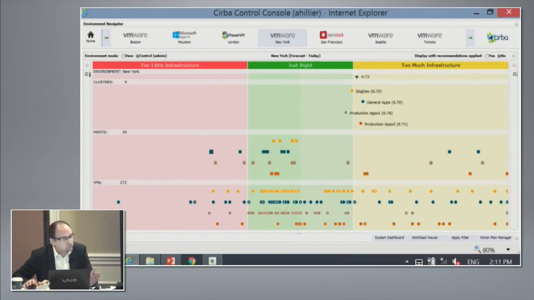What you're looking at is the control console. This is the piece that you point at the infrastructure that looks at all of the VMs and hosts and clusters and stuff like that and tells you how to optimize it, what you need to do, and does the forecasting, which I'll get to.